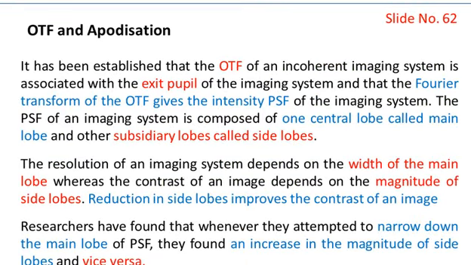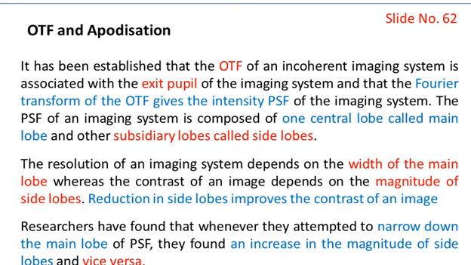Optical transfer function and apodization. It has been established that the OTF, that is the optical transfer function of an incoherent imaging system, is associated with the exit pupil of the imaging system, and that the Fourier transform of the OTF gives the intensity point spread function of the imaging system.